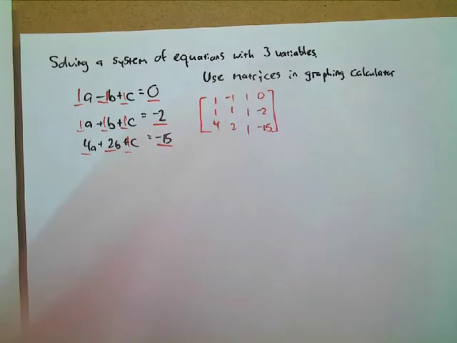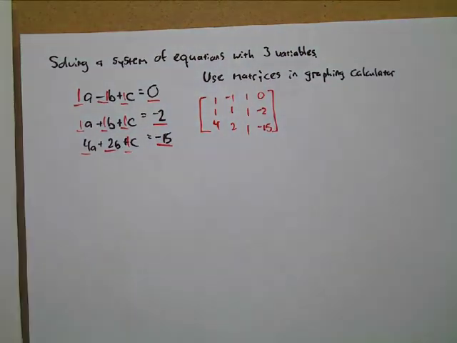Okay? So guys, we kind of changed gears just a little bit from finding quadratic equations using our graphing calculator. Another thing that shows up on our test is solving a system of equations that has 3 variables in it. The main way we want to do that is using our graphing calculators and a matrix in our graphing calculator. You can see right here.